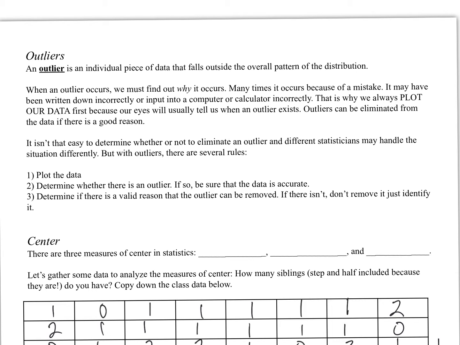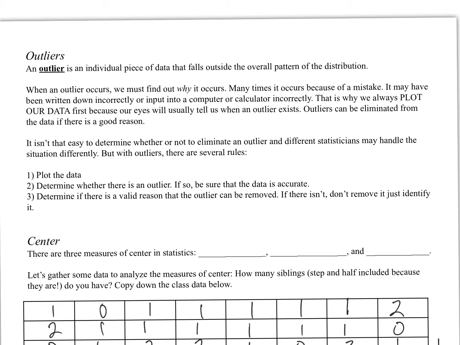Now, when we're finding outliers, it is important that we know why it occurred. Sometimes it occurs because of a mistake. So that's why you always want to double check your data when you're graphing it or writing it down if you're collecting data. You could have written it down incorrectly, or input it into your calculator incorrectly, so you always want to double check. That's why we always plot the data first, because our eyes can usually tell us if an outlier exists. And on certain occasions, we can eliminate outliers from the data if there's a good reason.